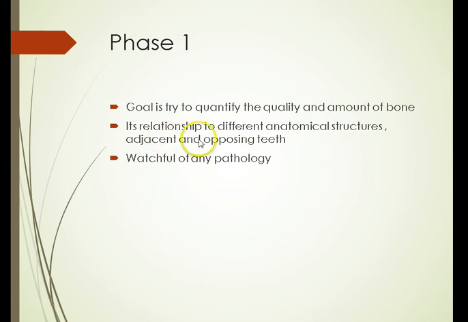The other thing is the relationship to different anatomical structures, and adjacent and opposing teeth. That's very important too. Like we talked about earlier, we're looking at the inferior alveolar nerve, the lingual plate, all these anatomical structures that we're going to talk about later during our anatomy lecture, and how to be aware of them when we're placing our implants. And these radiographs will give us a great idea of our limitations due to the anatomy of the patient.